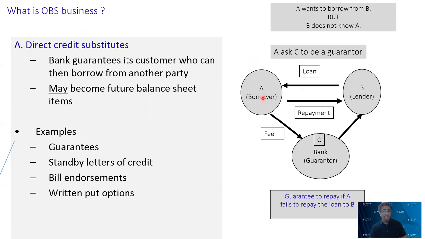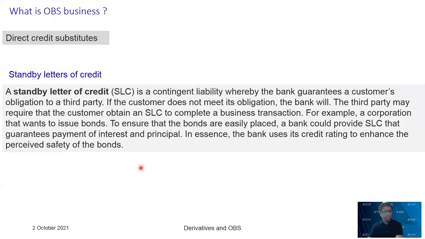And usually we don't say that it's an exceptional thing that A will default. But people who see the financial statements and the reports have the right to see how much money the bank is guaranteeing for the direct credit substitutes. Now, to talk about the guarantees, we can talk about the standby letter of credit, the bill endorsements, and the written options. Let's talk about that briefly.